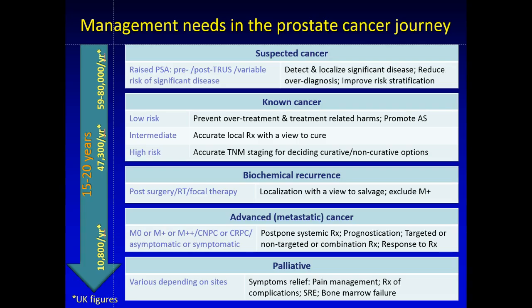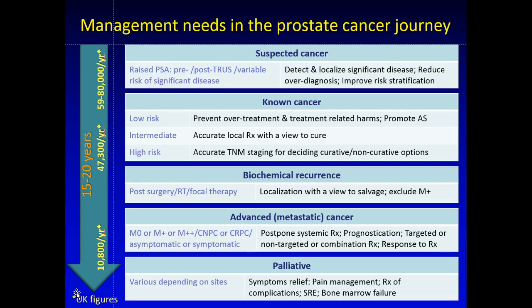Now, we know that as a patient progresses from the point of where there is suspected cancer to death can take 15 to 20 years. And the UK figures for how many TRUS biopsies are performed every year are on the left-hand side, between 60 and 80,000, and then about 11,000 deaths per year.